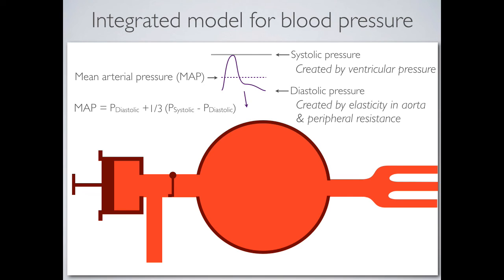The reason I mentioned that is that we want to later pose questions about what affects pressure. Since we have systolic and diastolic pressure varying with time, it's a lot simpler if you focus on a single value, the mean arterial pressure.